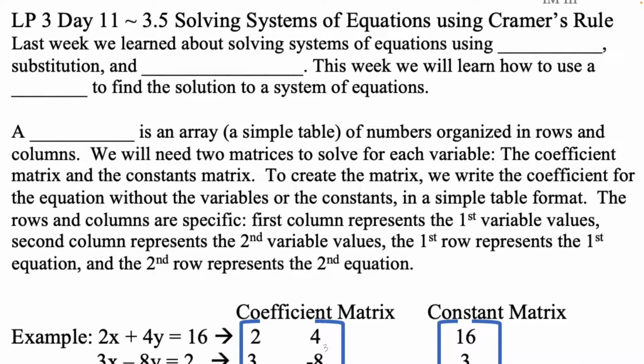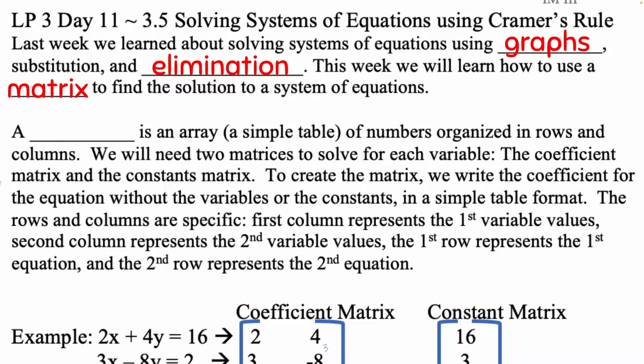All right, so today we're going to start looking at inverses, and we're also going to possibly get into Cramer's rule, although that might be a separate video. So last week we learned about solving systems of equations using graphing, substitution and elimination. This week we're going to learn how to use Cramer's rule or a matrix to find the solution of a system of equations.